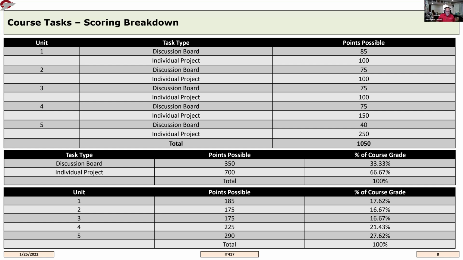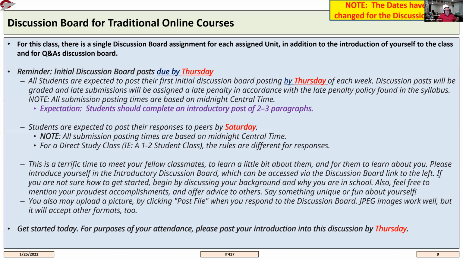So, initial reminder: they changed the dates as of this quarter. Now initial discussion boards are due by Thursday, and the follow-up posts are due by Saturday. I will get in there Thursday and Friday to respond to anything you post, and I will add questions in order to get you to interact on the discussion board. Those questions and your responses will feed into part of the discussion board grading process as we go along.